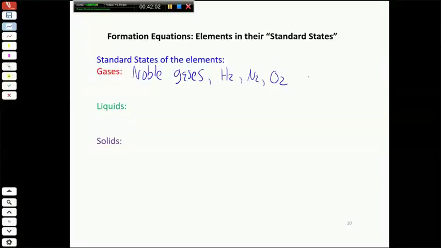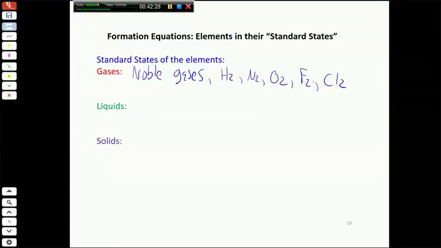Nitrogen and oxygen make up the vast majority of the air that we breathe. Hydrogen we've all, well, hopefully not played with, but are all familiar with. And then the other 2 elements that are gases in their standard states are 2 of the halogens, the 2 lighter halogens, fluorine and chlorine. All right, and those are also gases. So those 5 elements plus the noble gases all exist as gases in their standard states. These 5 are all diatomic.